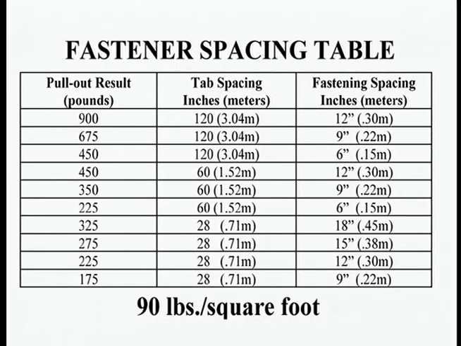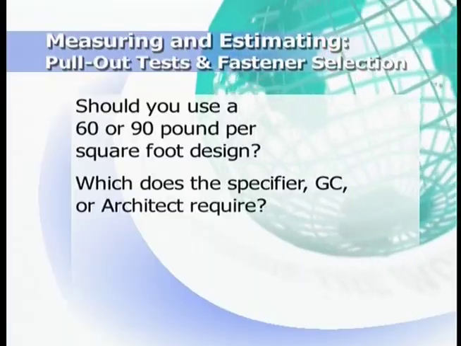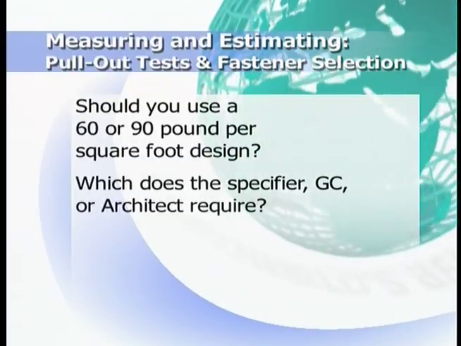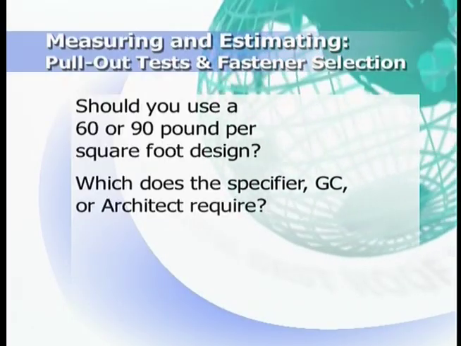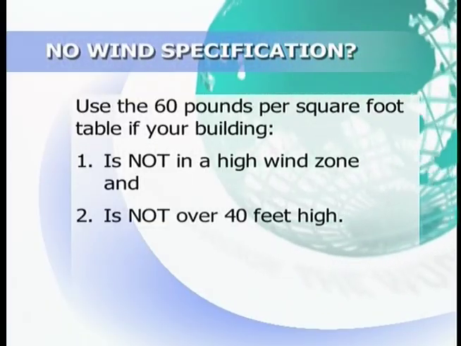The left column lists the pull-out test result, and the middle and right columns show the required tab spacing and fastener spacing respectively. Check each project's specific requirements to determine whether you must use the 60-pound or 90-pound design. Once you know this, use the appropriate fastening table for 5 and 10-foot tabs. You must also consider wind specification.